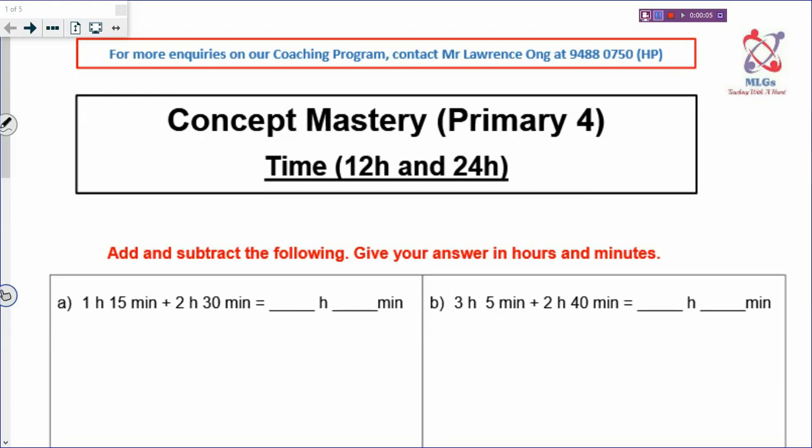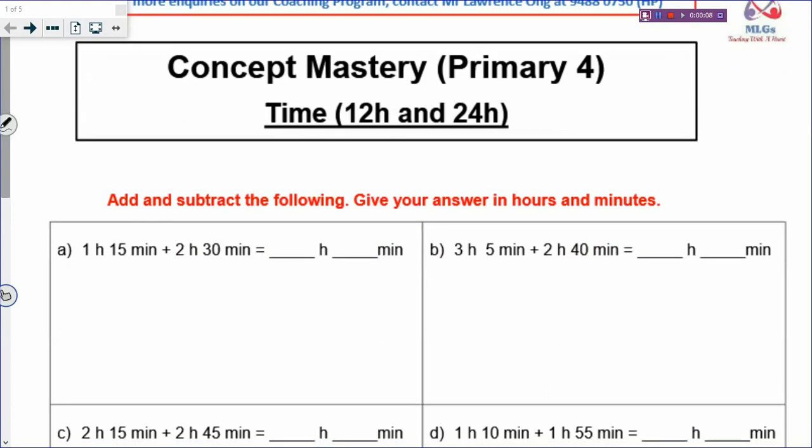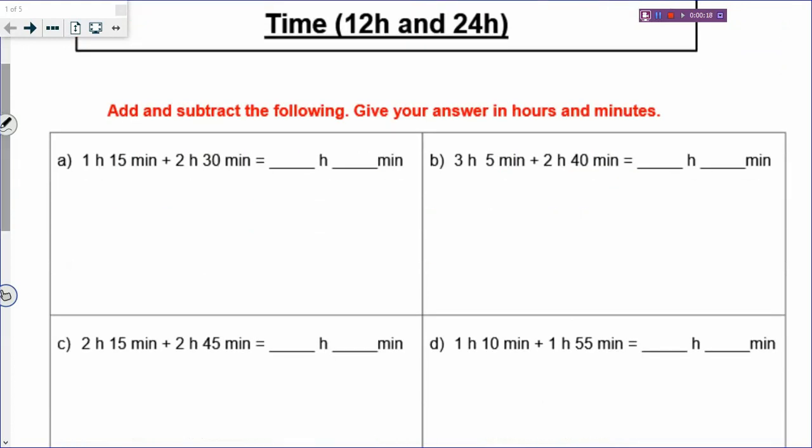Today we are going to look at time, which is 12-hour formats and 24-hour formats. Alright, so it's going to be an easy lesson again. So let's look at the first part of the lesson. How do we add the hours and the minutes?